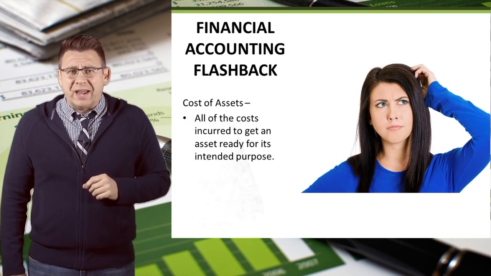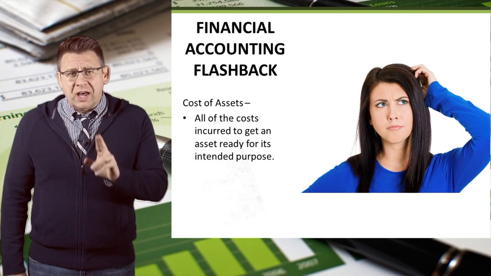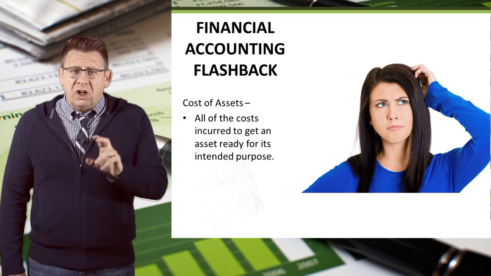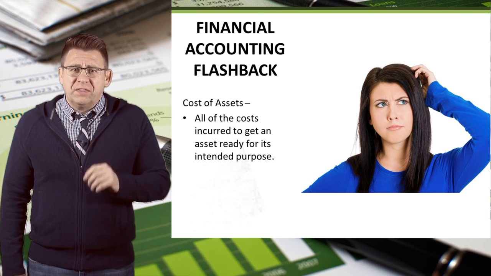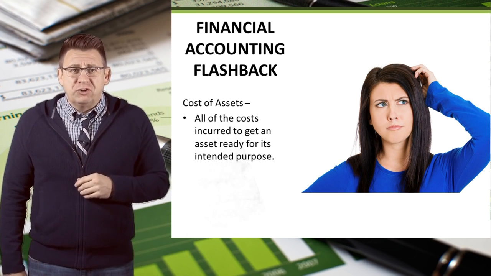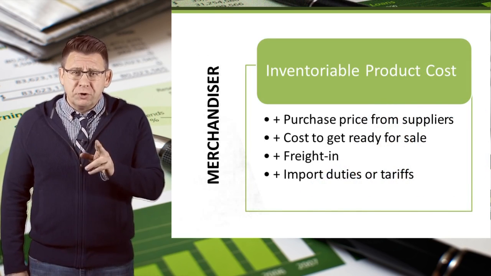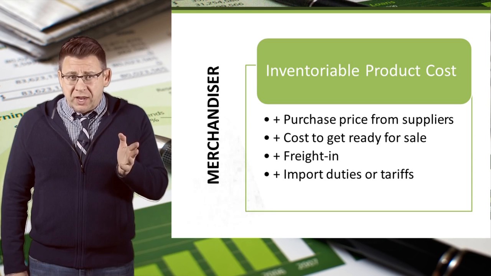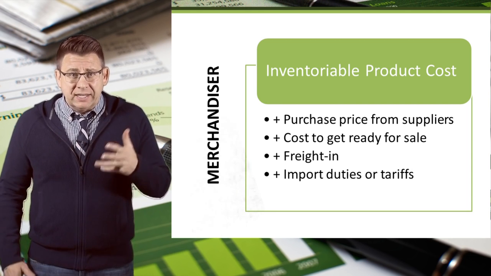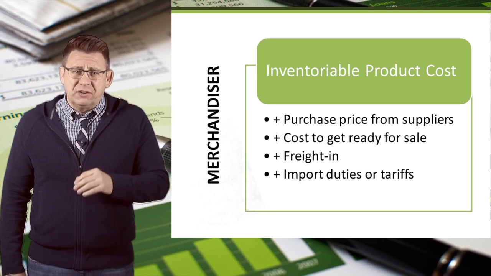So let's flash back to financial accounting for a moment. We learned that the cost of an asset is all of the costs incurred to get the asset ready for its intended purpose. That definition applies to inventory because it's an asset. So for merchandisers, the cost of the product plus shipping and handling, etc., are included in the cost of the asset and debited to inventory.